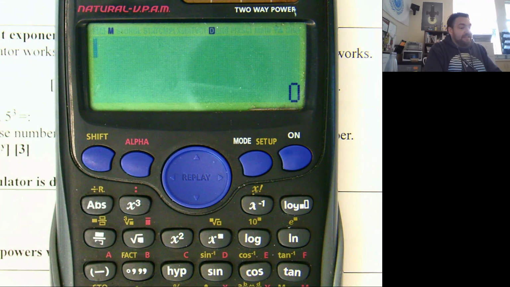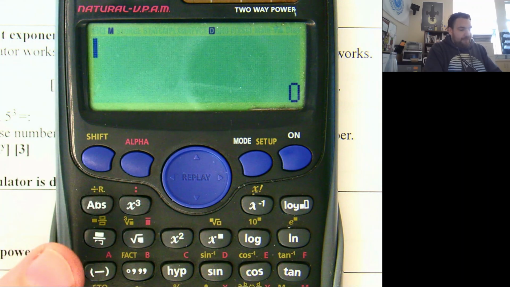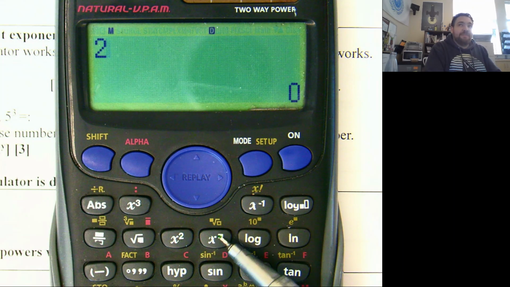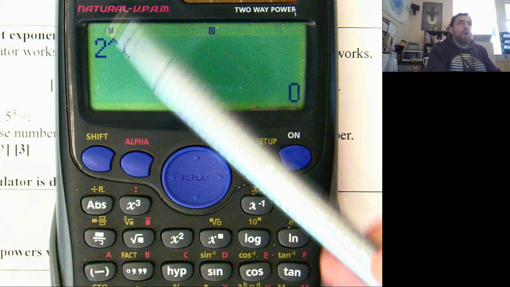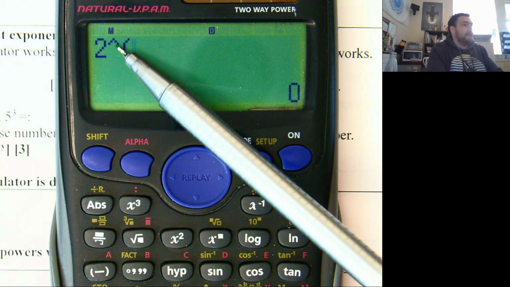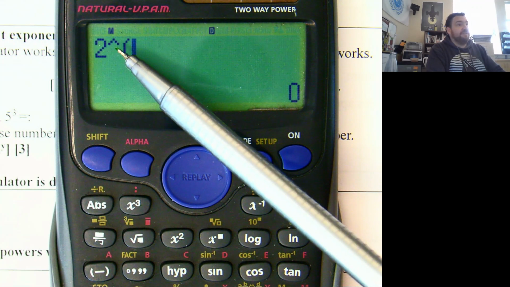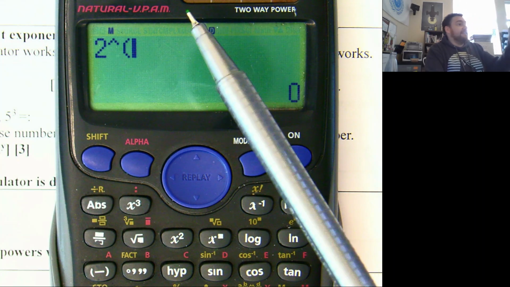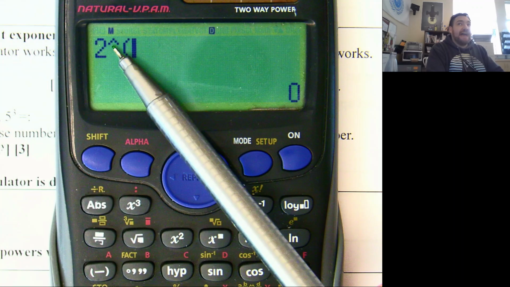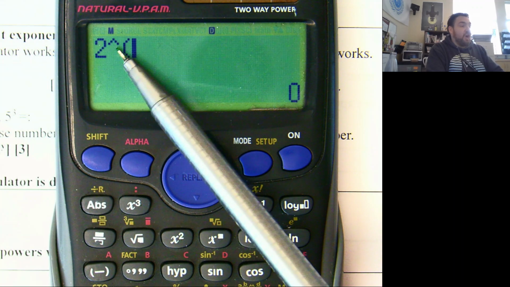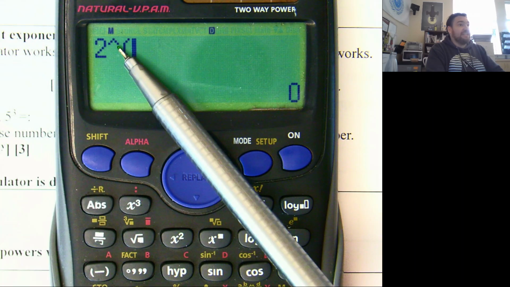For example, let's say we wanted to cube 2. I'm going to put 2, and then I'm going to push the X to the box button, and it's going to open up this notation. Hands up if you have a TI. If your calculator says TI, Texas Instruments, yeah. So on the Texas Instruments calculator, you're looking for that button. That symbol is on a button. That's what you're looking for.